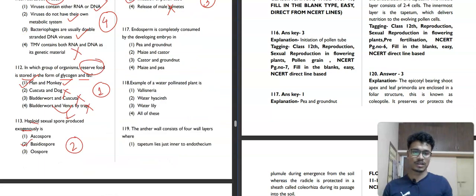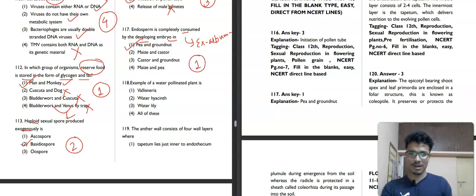Now we'll move towards the next question, question number 117. Endosperm is completely consumed in the developing embryo. Pea and groundnut, maize and castor, groundnut and maize, or maize and pea. So endosperm is completely consumed means what? These are called exalbuminous seeds. So what are these? These are pea and groundnut. So the first option will be our correct answer.